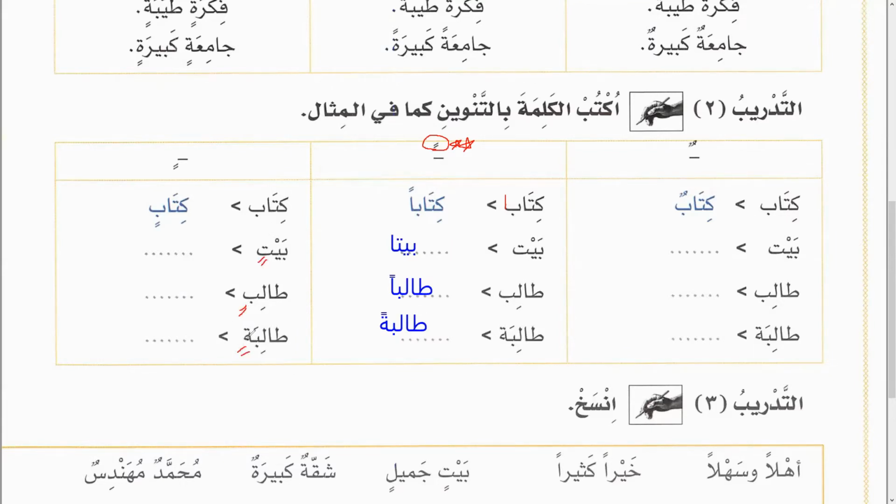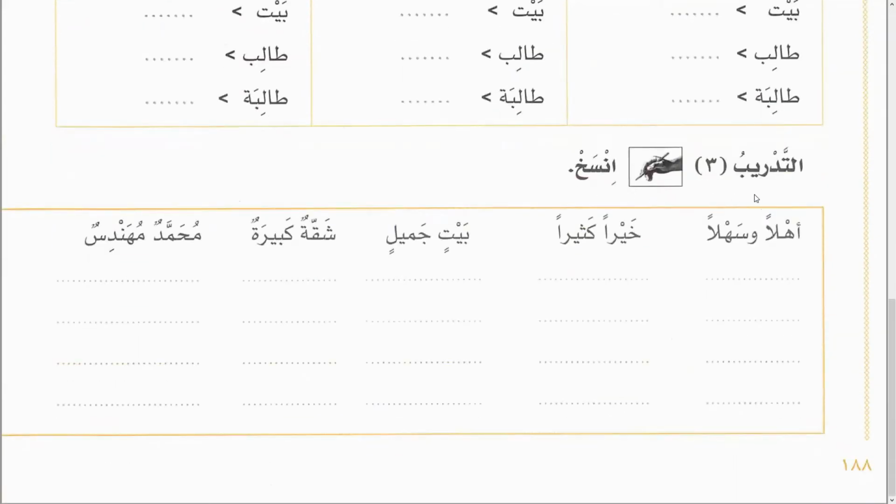That is why anytime you find two fathas, this is called tanweenun nasb, you'll find an alif. For example, in the next exercise, tadrib salif, ahlan wa sahlan. See, you have an alif. So if you don't write this, we can easily read it, ahlan wa sahlan, even without the tashkil.